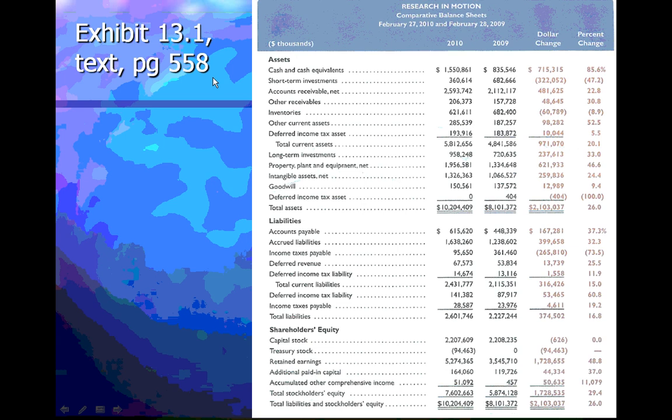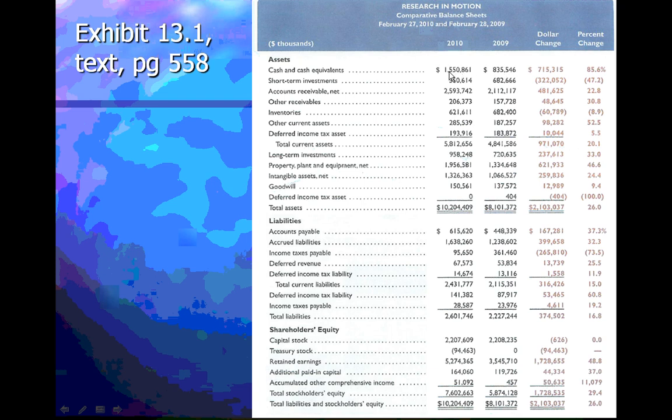Actually, I'm going to skip this one and go to the one they have in the book. If you look in your textbook on page 558, look at Exhibit 13.1. They're looking at Research In Motion. These are the people who do BlackBerries. Okay, and the data is fairly recent. And actually, since 2010, BlackBerry, or Research In Motion, has really struggled. But we're going to look at some good years here.